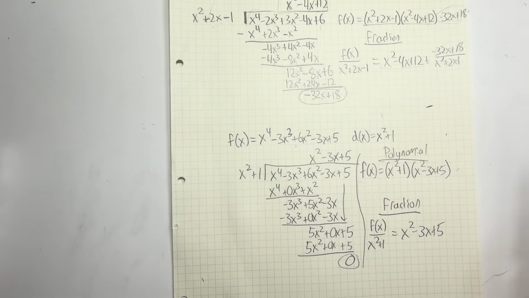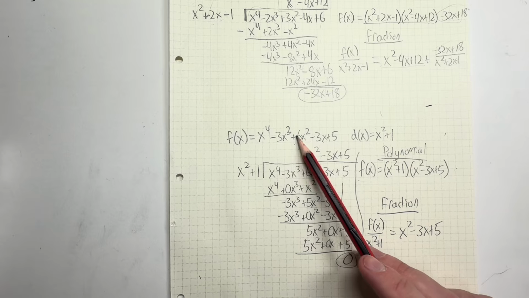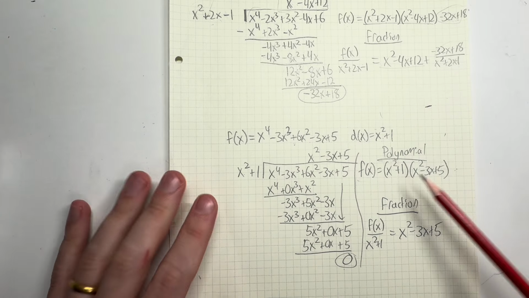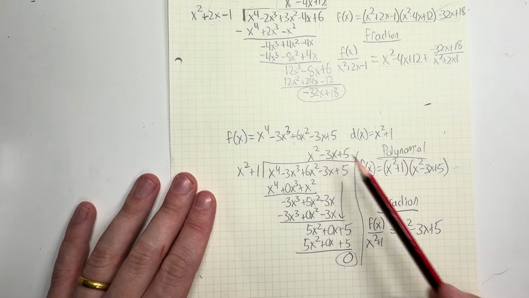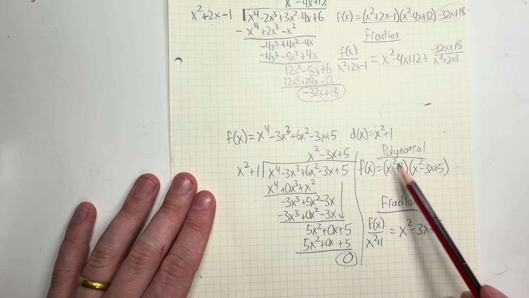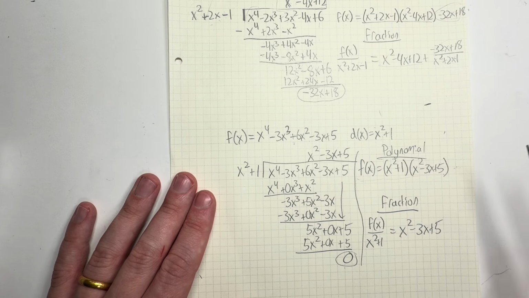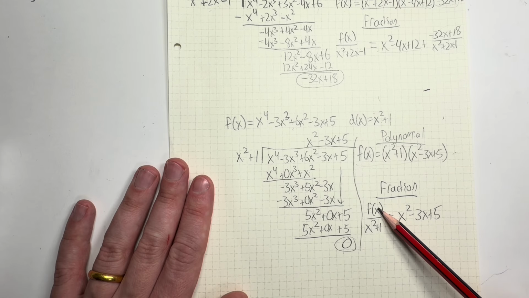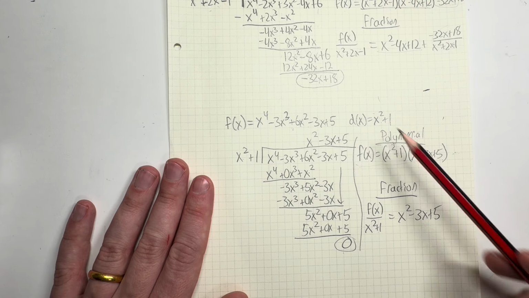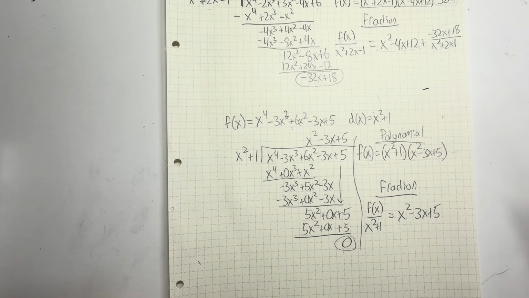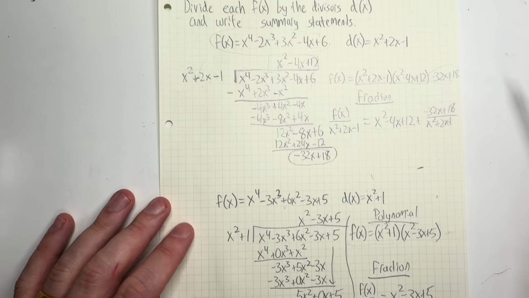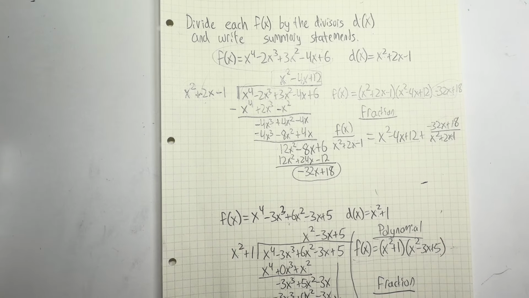Whereas here, d of x did fit into f of x with no remainder. So our polynomial statement has no plus or minus at the end. It's just original 4th degree polynomial f is a 2nd degree times a 2nd degree. Nice. And so if we divide the 4th degree polynomial by the divisor, all we get is that. Pretty nice.